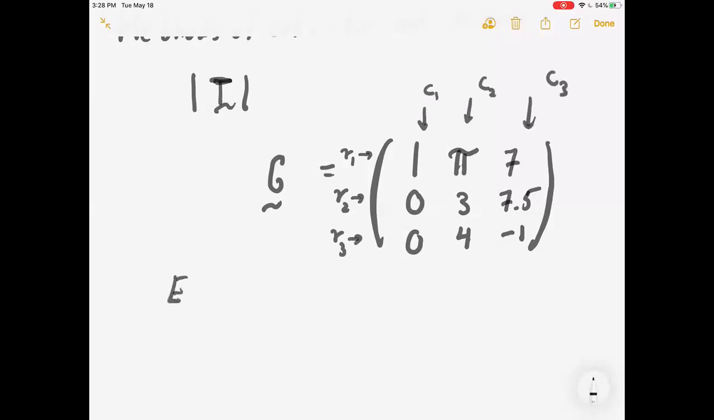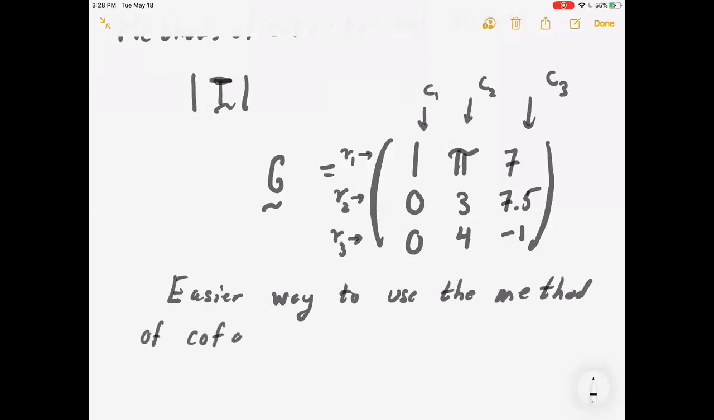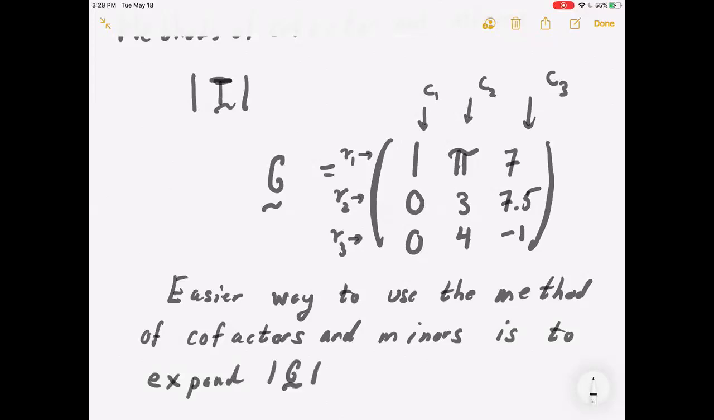The easiest way to use the method of cofactors and minors in this particular problem is to expand the determinant of G about column 1. Why? Because there are zeros here.